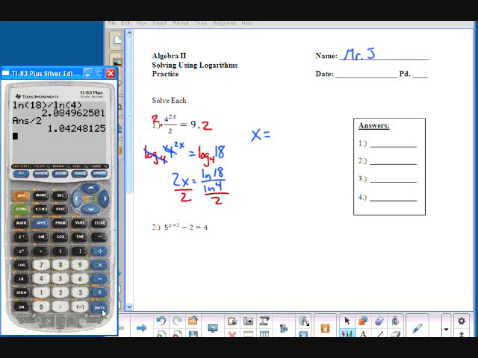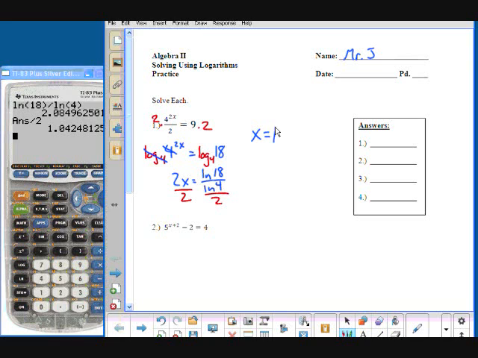But the reason we wait till the last moment to punch these in is because we don't want too much round off error. So I've got 1.0425. I'll round it to 4 decimal places so you can see where it all came from. Okay? Taking a look at the next one.